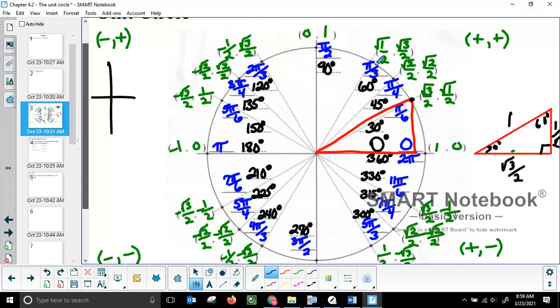In fact, the 60-degree triangle is going to be exactly the same as this, just different, right? And instead of this angle being 30, it's going to be 60. And instead of this angle being 60, it's going to be 30, right? And then, of course, 45, you would have a 45, 45, 90 right triangle. Does that make sense? So there's tons and tons of triangles inside this unit circle.